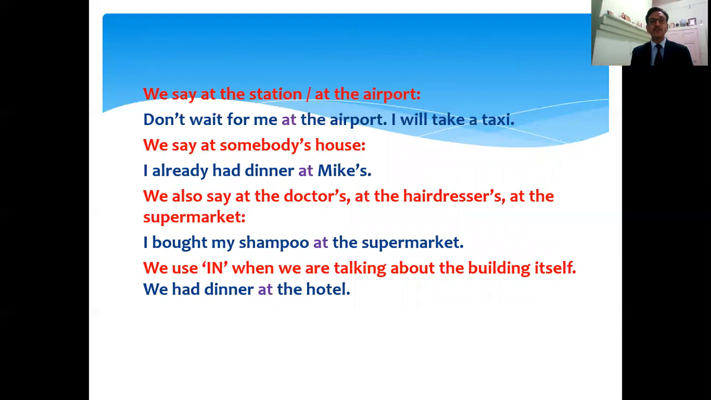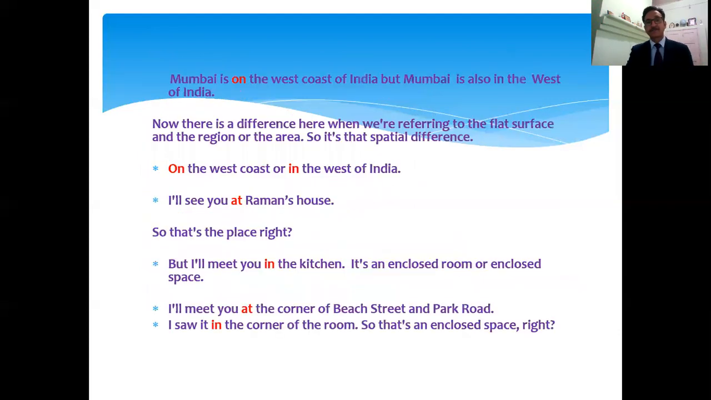We say at the station, at the airport. Don't wait for me at the airport. I will take a taxi. We say at somebody's house. I already had dinner at Mike's place. Fine. We also say at the doctor's, at the hairdresser's, at the supermarket. I bought my shampoo at the supermarket. We use in when we are talking about the building itself. We had dinner at the hotel, at the restaurant, right? At the cafeteria, in the students' mess.